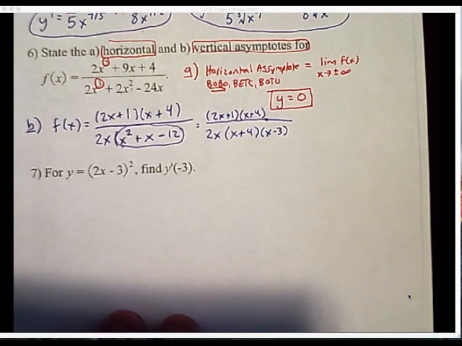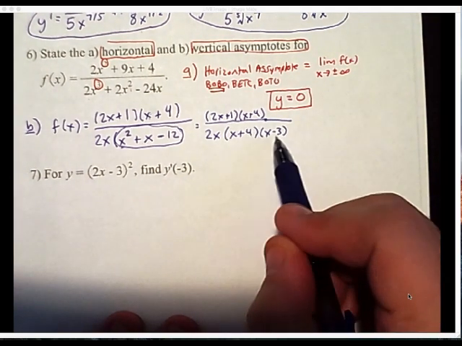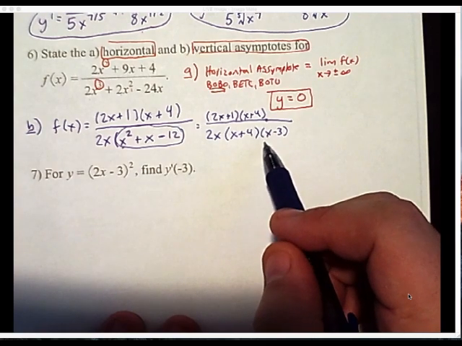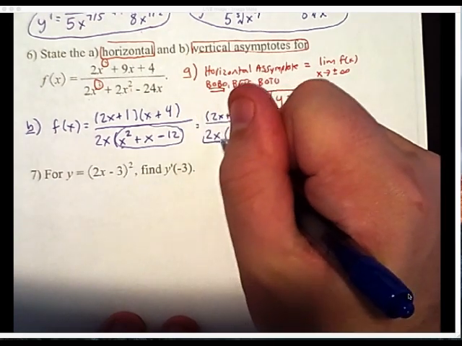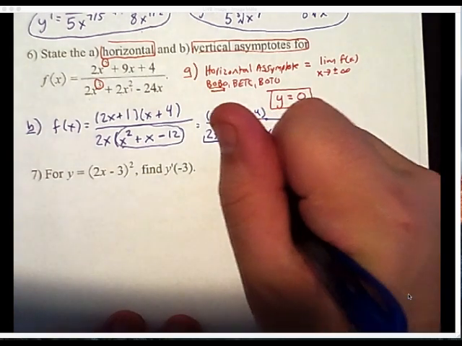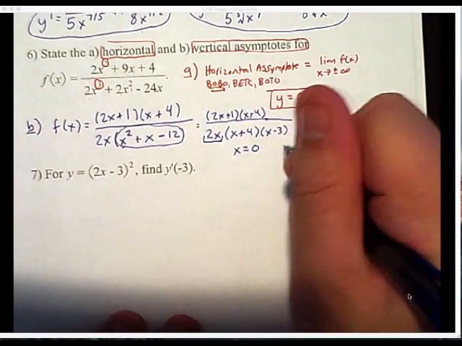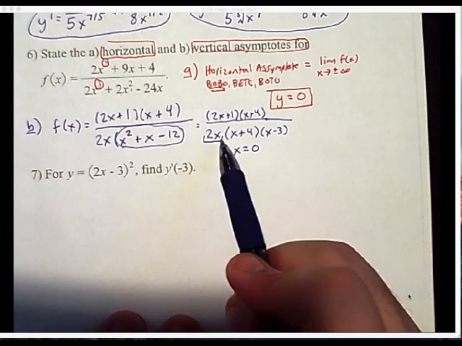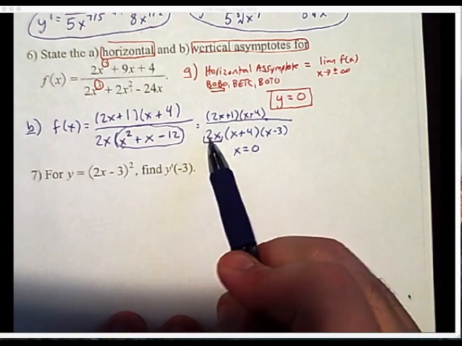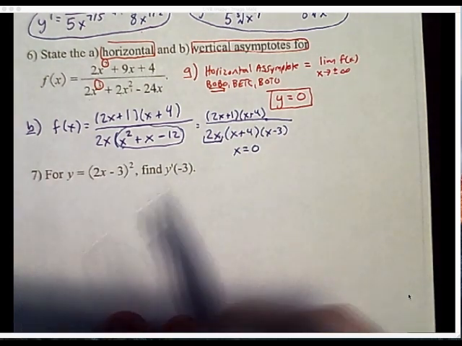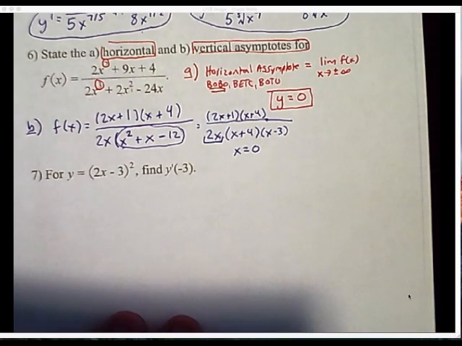All right, now it's asking me where the vertical asymptotes are. So what values would make the denominator 0? Okay. What about this term? 2 times what would equal 0? X equals 0 is a vertical asymptote because if I plug in 0 there, this term becomes 0 and the whole denominator would be 0. Because 0 times anything is still 0.